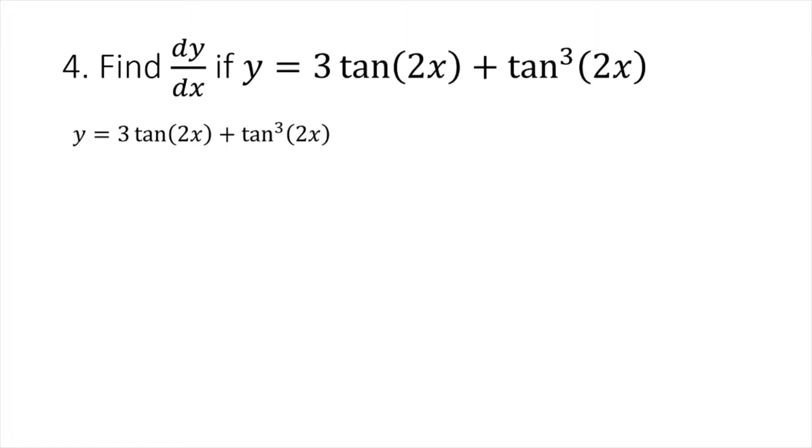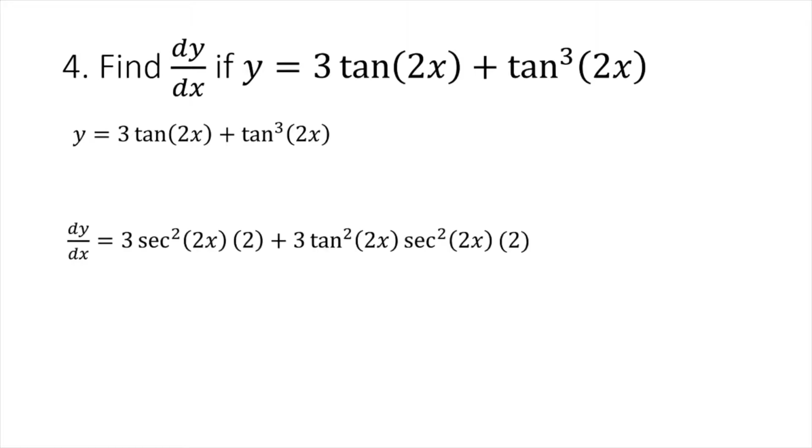So the derivative of tangent is secant squared. Okay, in this case, secant squared 2x. Then again, chain rule, the derivative of 2x with respect to x, that would be 2, right? So here, for the first term, okay.